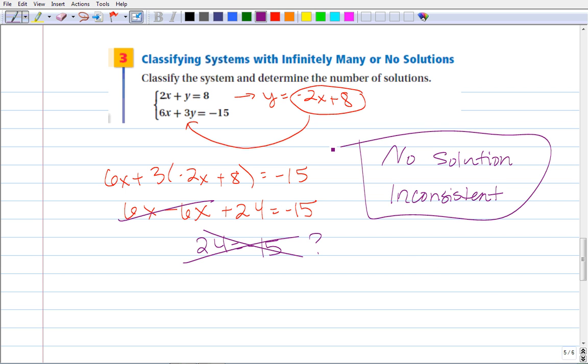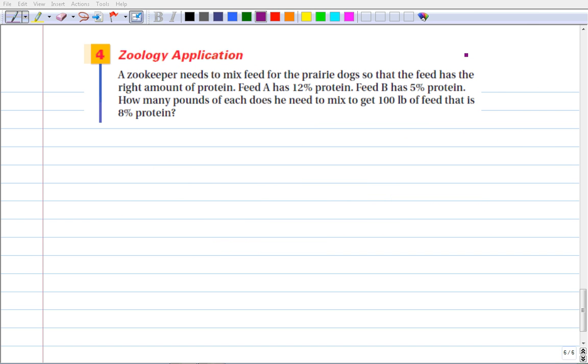And that's it. That's what we're looking for. It says classify: we're inconsistent, and how many solutions? There's no solutions. And then we have one more example, and that's just this application problem.